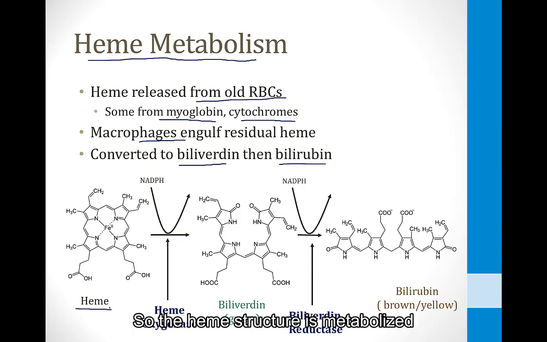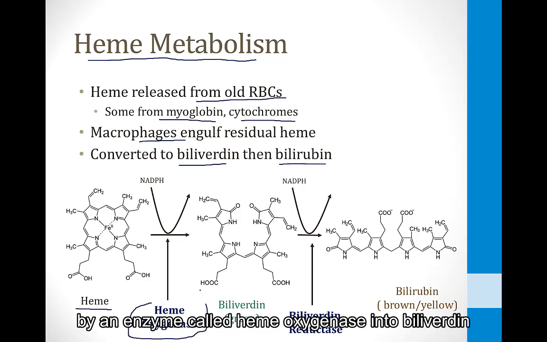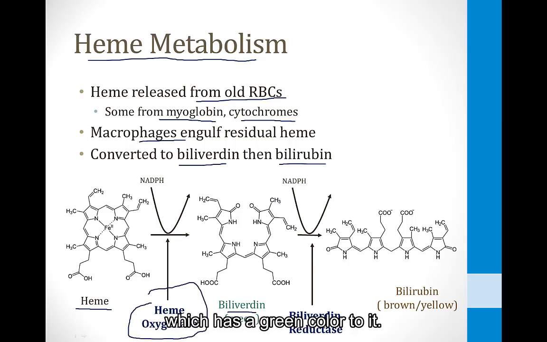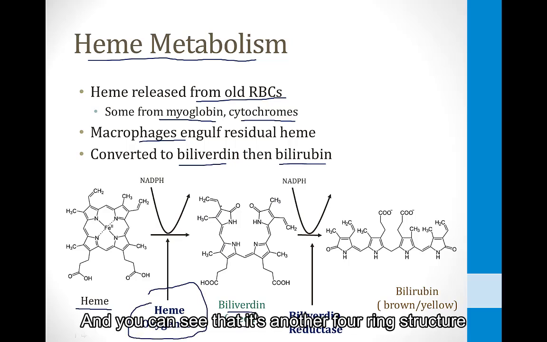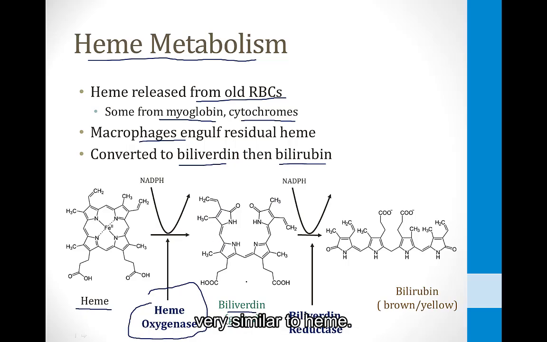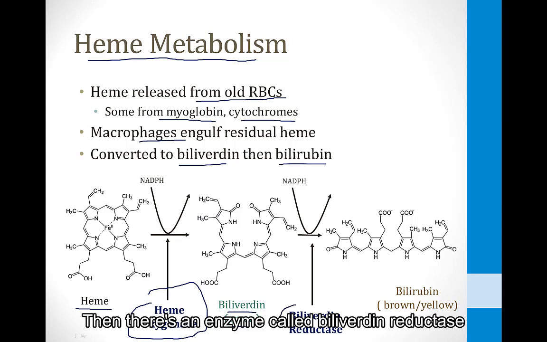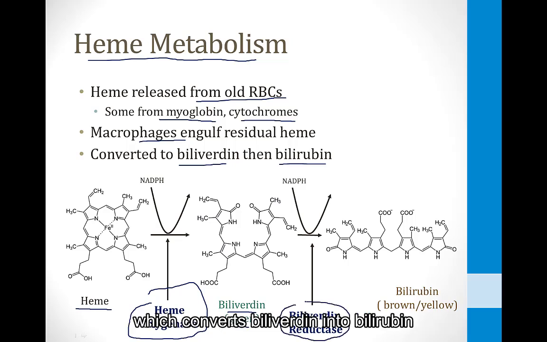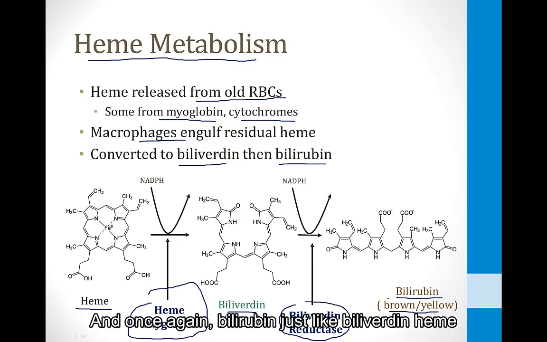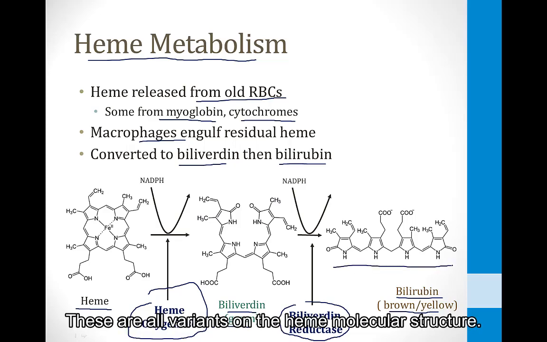So the heme structure is metabolized by an enzyme called heme oxygenase into biliverdin, which has a green color to it. And you can see that it's another 4-ring structure very similar to heme. Then there's an enzyme called biliverdin reductase, which converts biliverdin into bilirubin, which has a brown or yellow color. And once again, bilirubin, just like biliverdin and heme, is another 4-ring structure. These are all variants on the heme molecular structure.